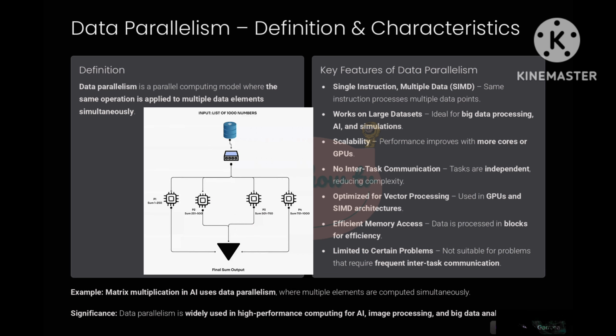Slide 3. Data parallelism. Let's now understand data parallelism, which is one of the most common and important forms of parallel computing. In data parallelism, we take large datasets and perform the same operation on all data points simultaneously. For example, imagine you have 1,000,000 numbers and you want to double each number. Instead of doubling them one by one, each processor takes a part of the data and processes it at the same time. This is data parallelism.